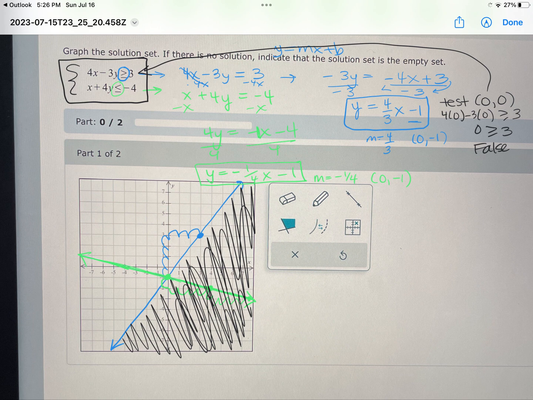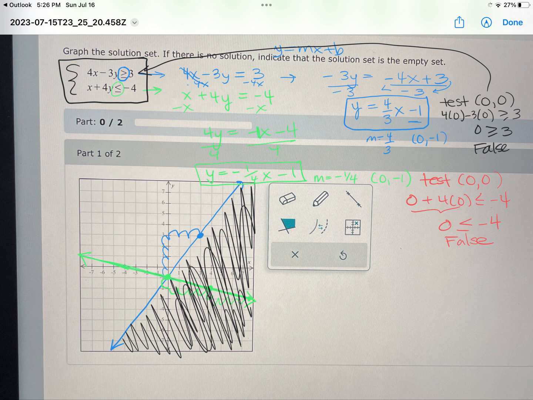For the next part, I'm going to look at my other inequality and test that same point, 0, 0. This time I have 0 plugged in plus 4 times 0 is less than or equal to negative 4. This all becomes 0. Is 0 less than or equal to negative 4? Is 0 smaller than negative 4? No, negative 4 is less. Would you rather have 0 debt or 4 in debt? Really, you'd rather have 0, I hope. So this is also a false statement. 0 is not less than that negative 4.